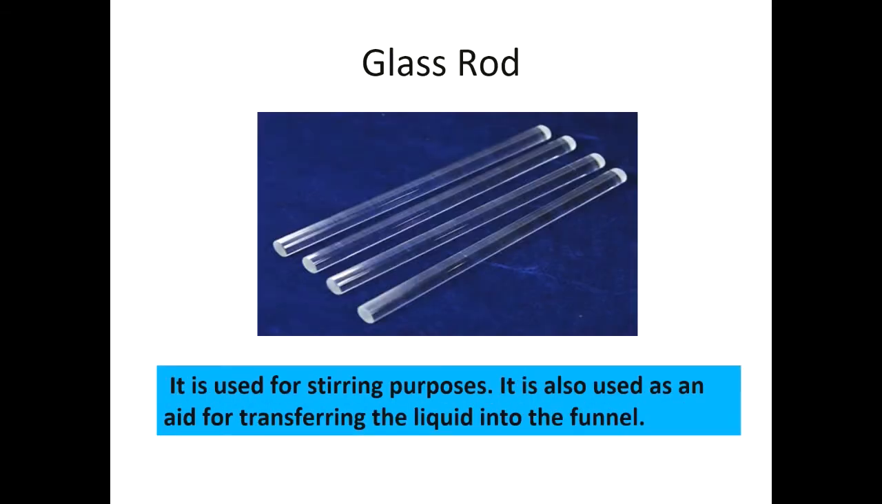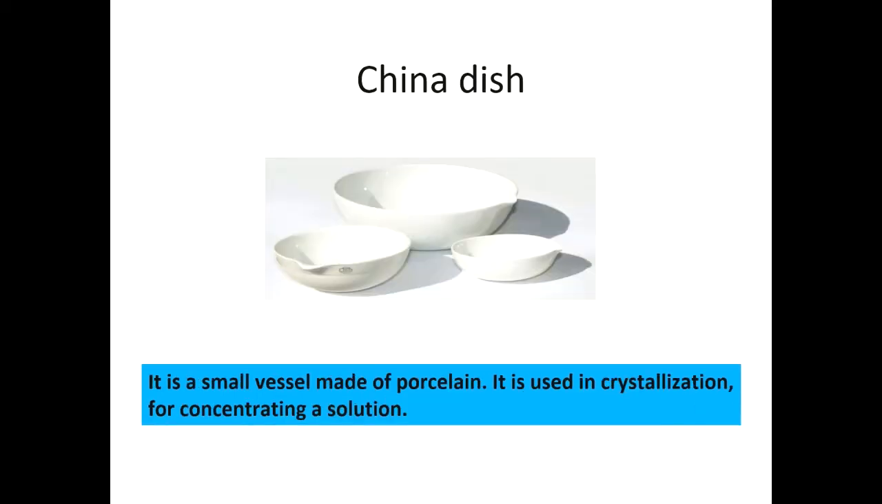Next, glass rod. It is used for stirring purposes. It is also used as an aid for transferring the liquid into the funnel. It's used for stirring the liquid and mixing the solute and solvent. Next, china dish. It is a small vessel made of porcelain. It is used in crystallization for concentrating a solution.